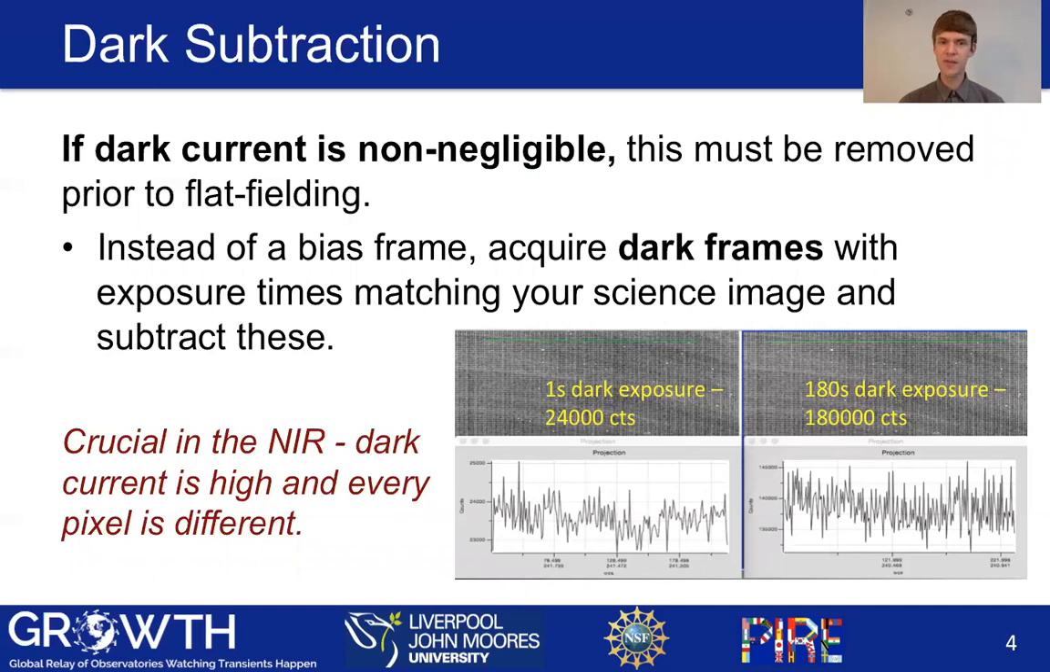The way we deal with this is simply a generalization of the bias frame. Instead of an overall bias frame that you apply to all images, you acquire dark frames that are customized with the exposure times that match those that you collect in each science image. So if you have 10-second science images, you acquire 10-second dark images. If you have 60-second science images, you acquire 60-second dark images. And then you produce a median combined dark frame with those dark images and subtract that from the science images as needed.